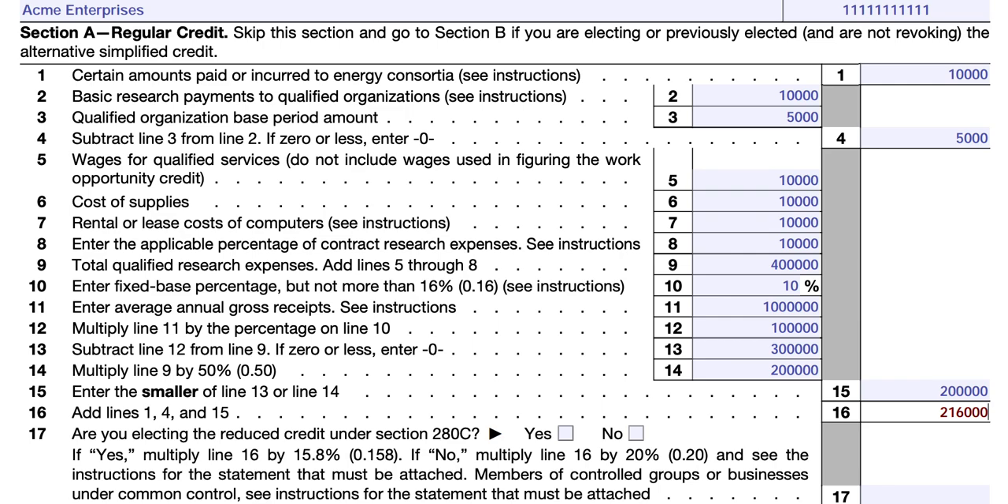Now, if you choose to elect the reduced credit, then you must complete the rest of this form, even if you did not claim research credits on the original return.